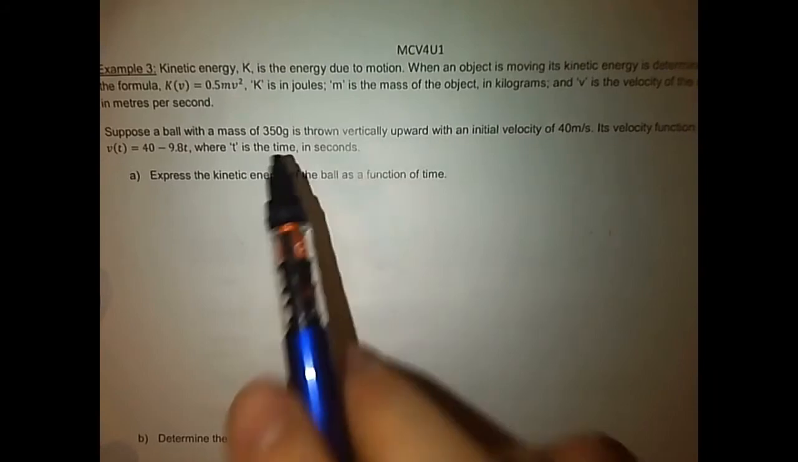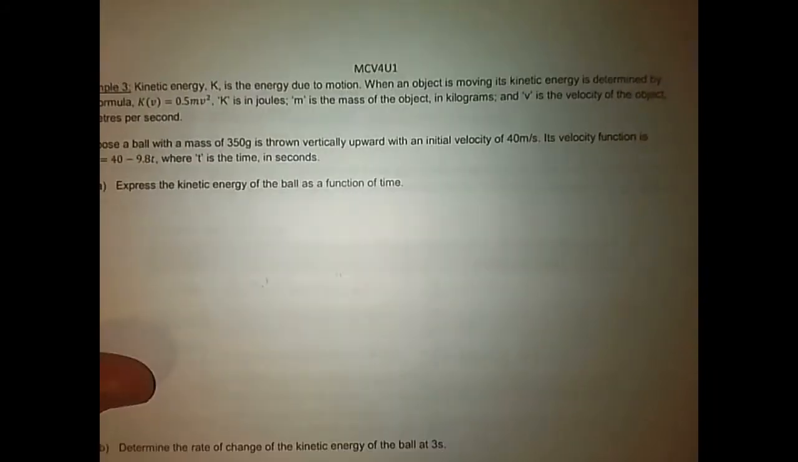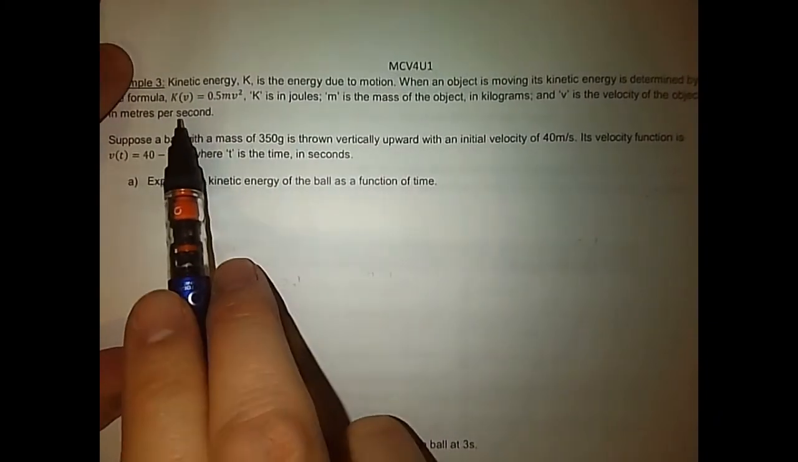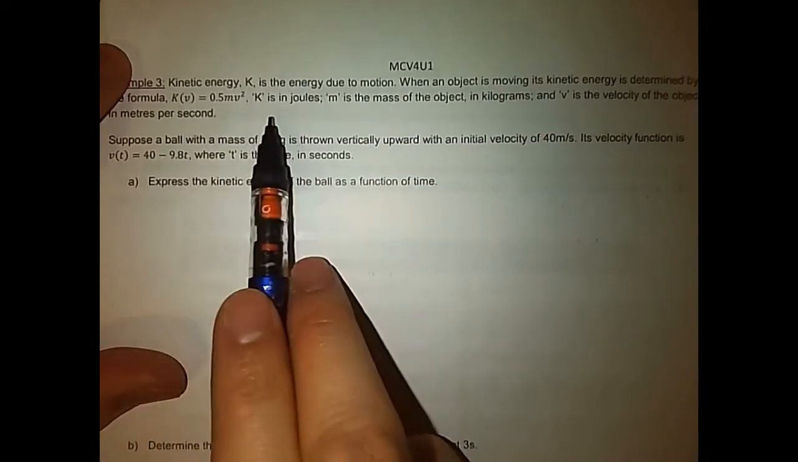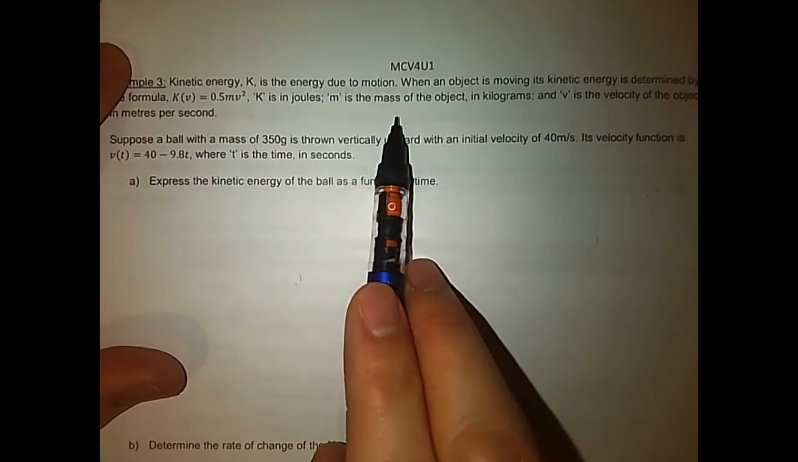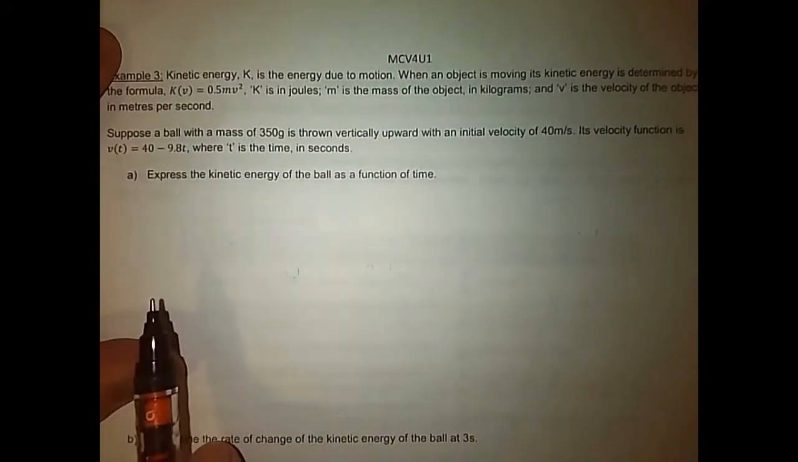So kinetic energy, K, is the energy due to motion. When an object is moving, its kinetic energy is determined by the formula K = 0.5 m v squared, where K is measured in joules, m is the mass of the object in kilograms, and v is the velocity of the object in meters per second.